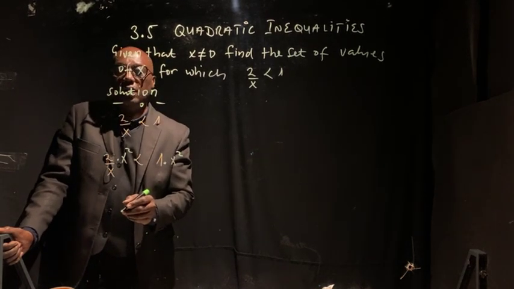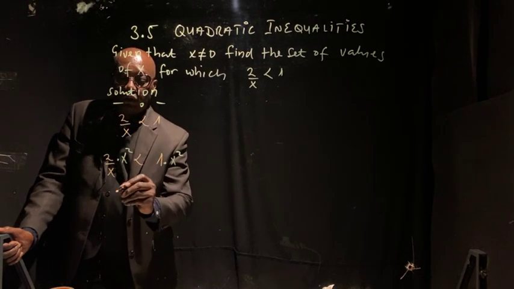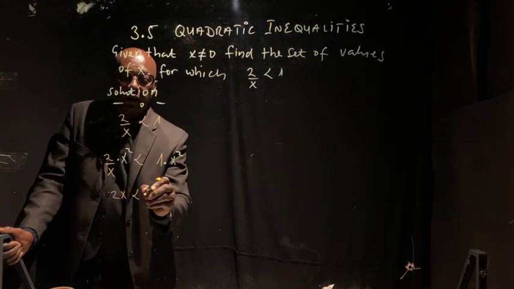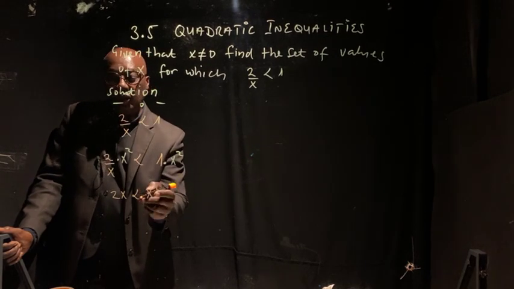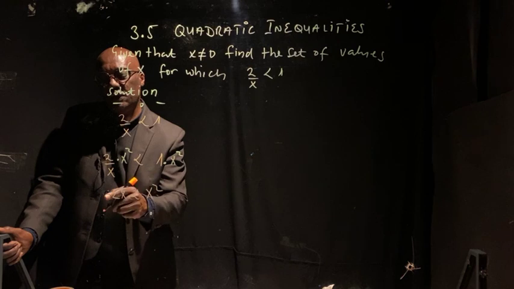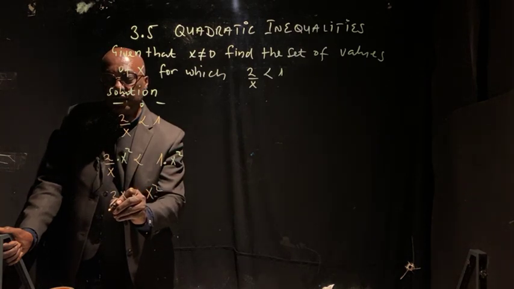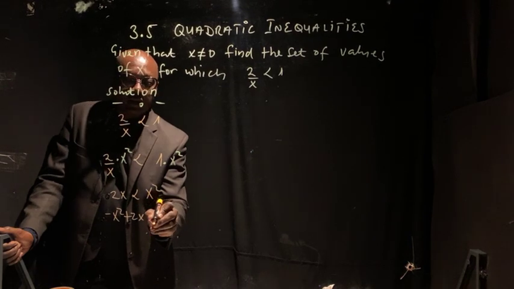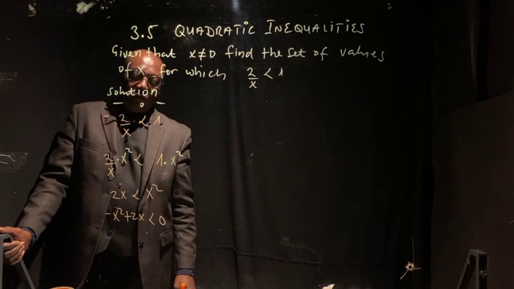Okay, multiply both sides by x squared. In that case, algebraically, we have 2x less than x squared. Very good. Then we will bring the x squared to the left-hand side, being positive over there. Once it crosses the frontier, it becomes negative. In that case, we have minus x squared plus 2x is less than 0. Very good. That is not a big deal at all.